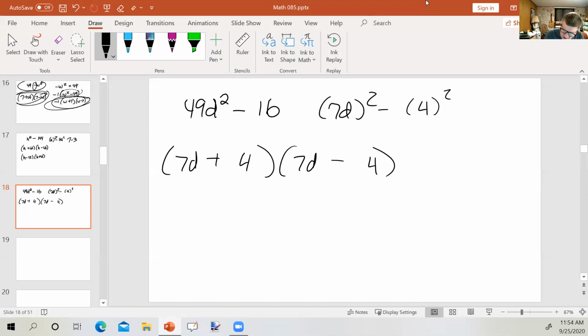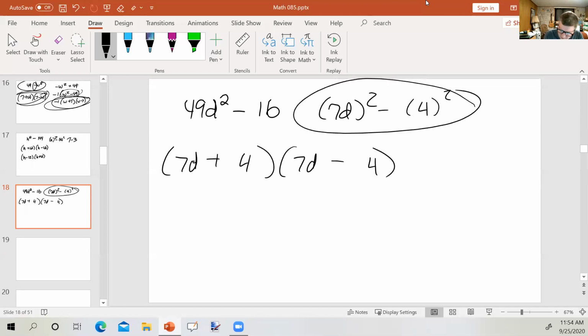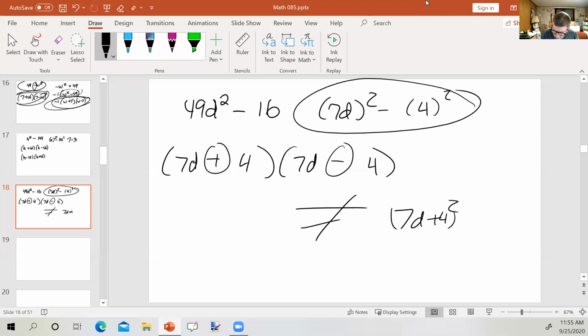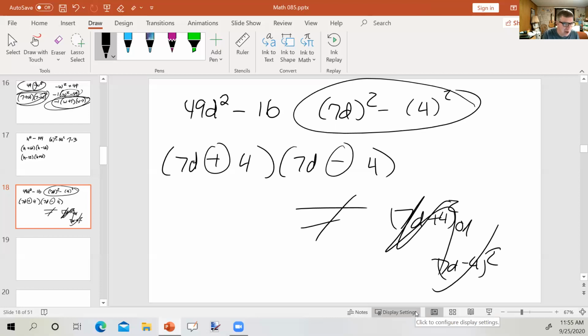So again, this is just to help things along. You don't have to do that, but if it helps to get the 7D instead of 49D, that's fine. I always just like to put the positive and then the negative, but you can switch them around since the rest of it is identical. Now, notice, these are not identical factors. So you can't write it as 7D plus 4 squared or 7D minus 4 squared, because they're not identical factors. It's not a perfect square trinomial. Okay? Got it.